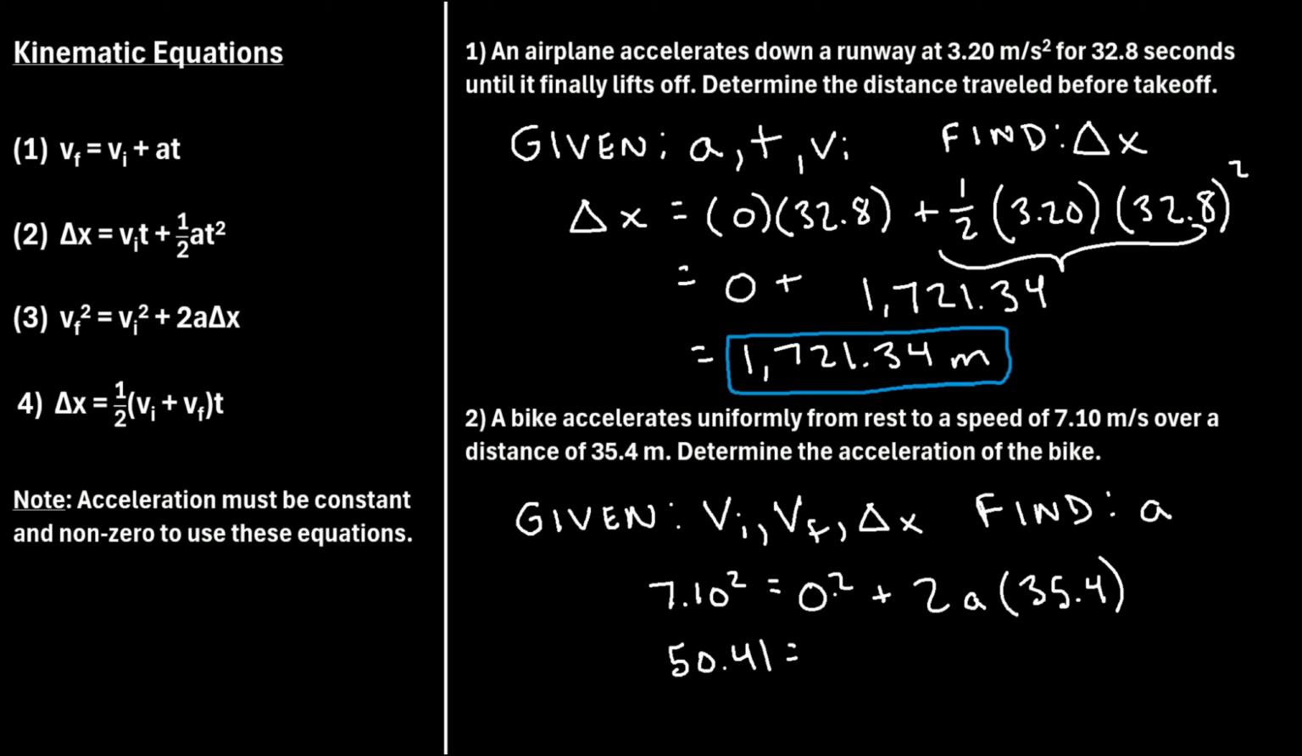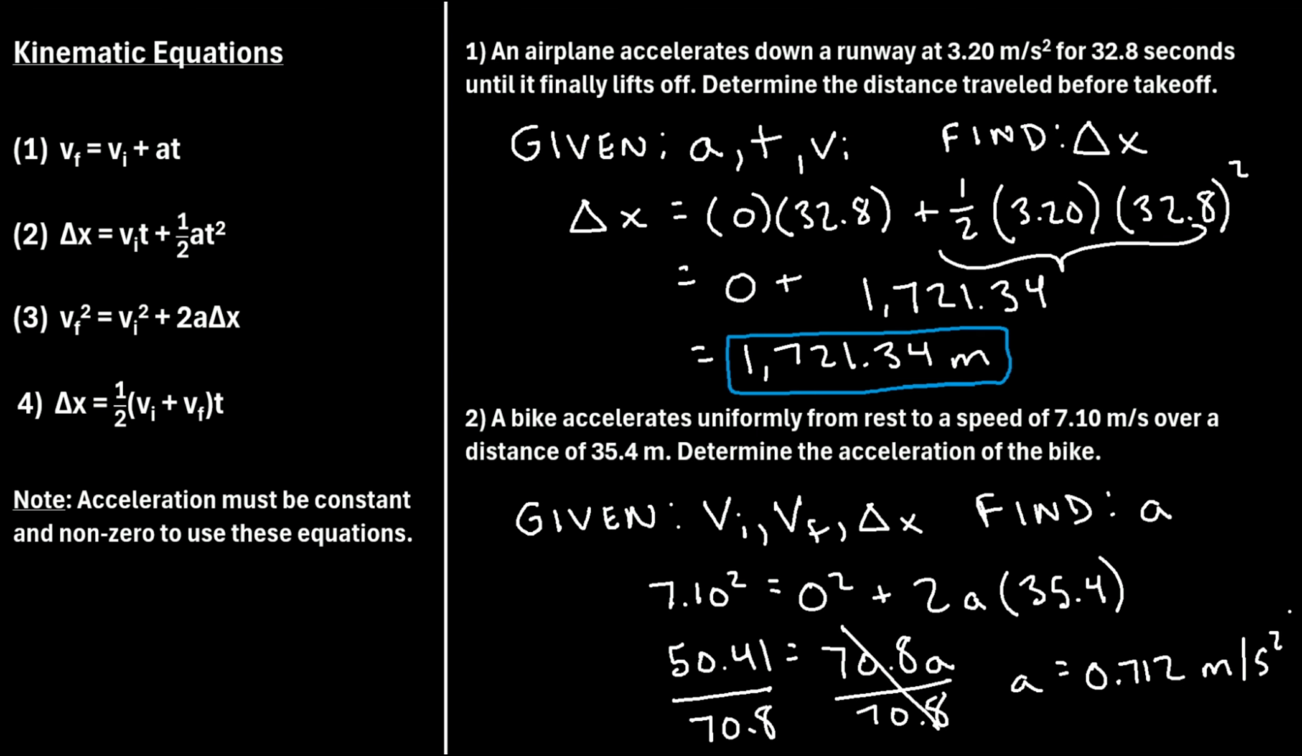It is equal to, on the right hand side, 0 squared, which is just 0. Then we have 2 times 35.4, that turns out to be 70.8, and that's multiplied by a. To solve for a, we can divide both sides by 70.8. On the right hand side these will cancel out, and we'll be left with a is equal to this quantity. This turns out to be about 0.712, and we're talking about acceleration, so our units will be meters per second squared. That will be our answer for this one. The acceleration is 0.712 meters per second squared.